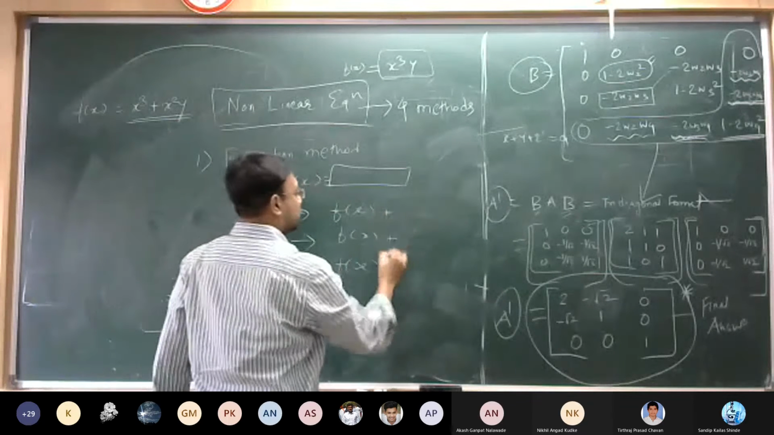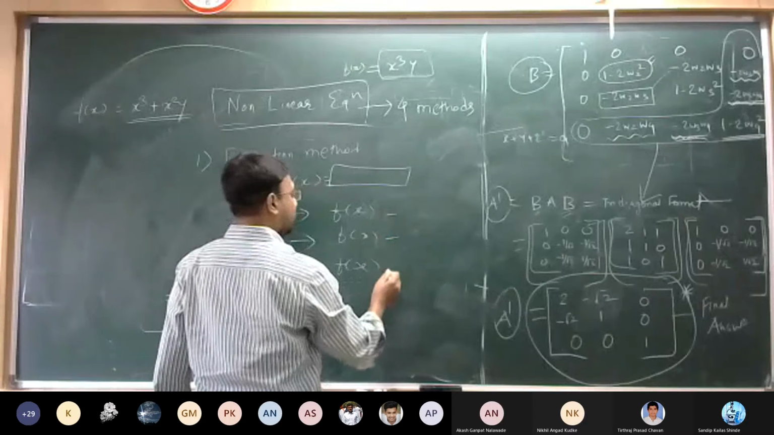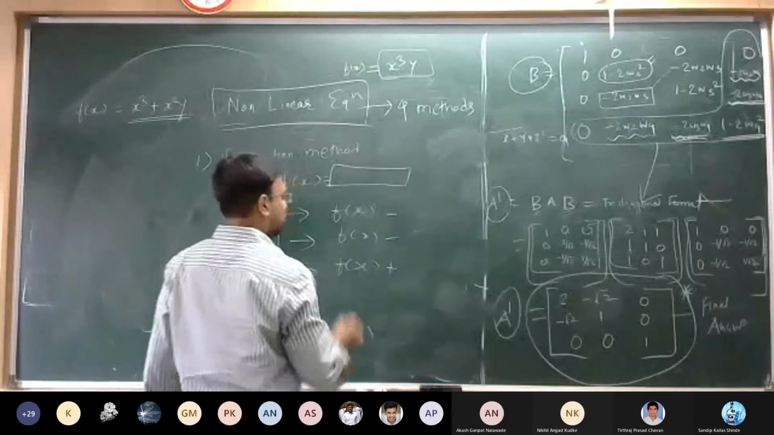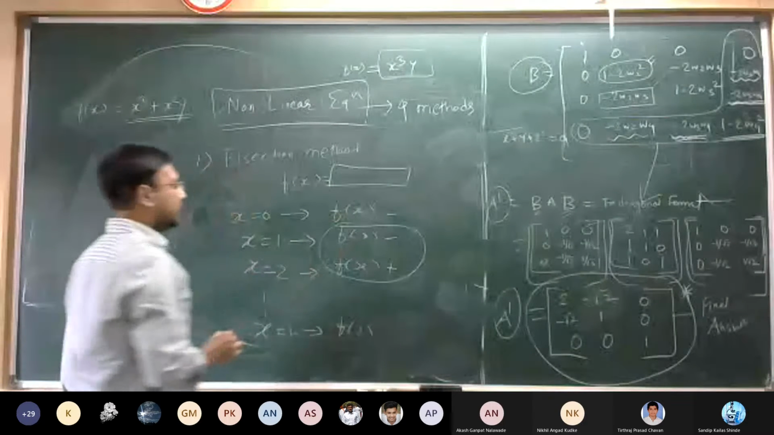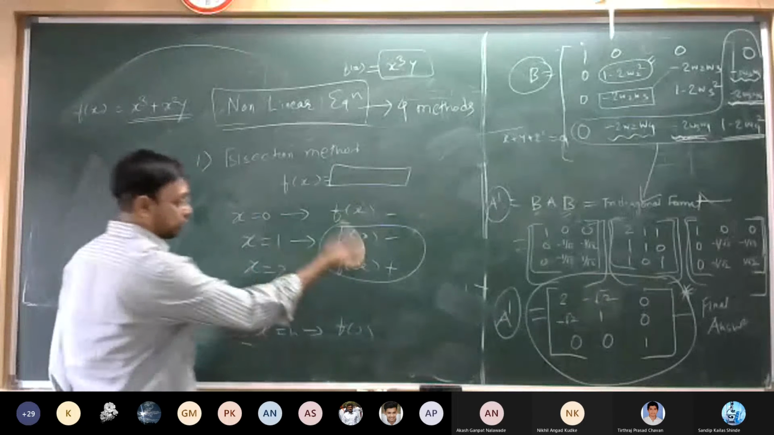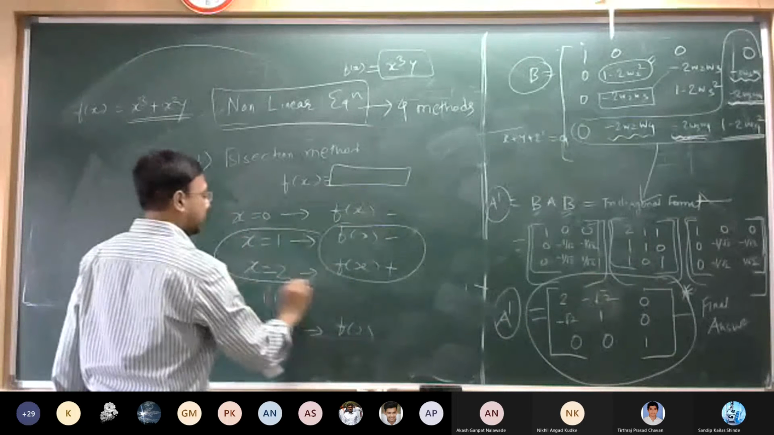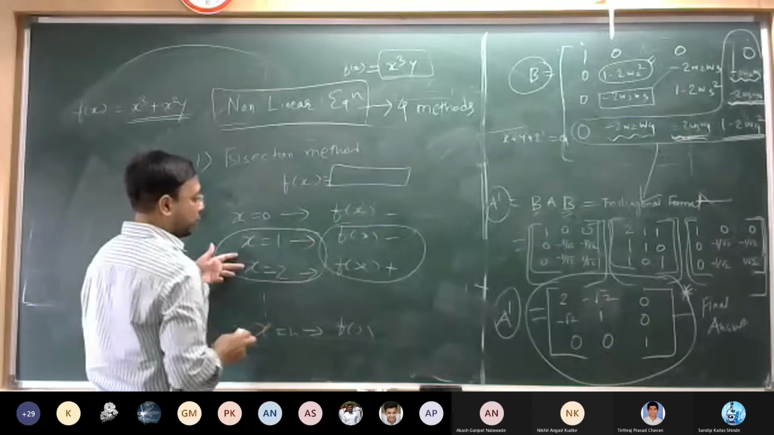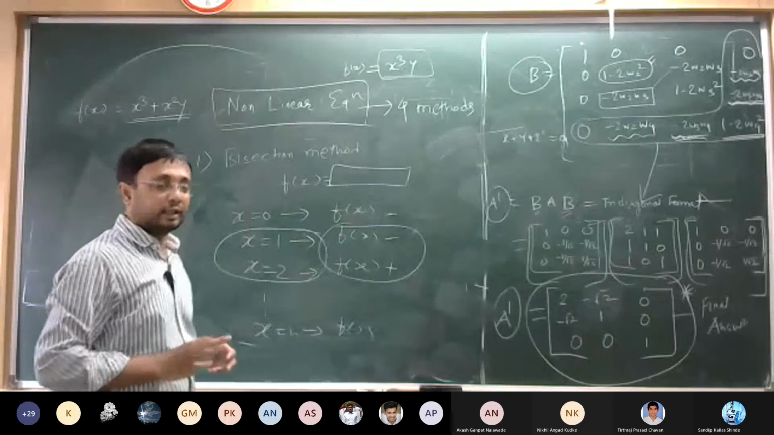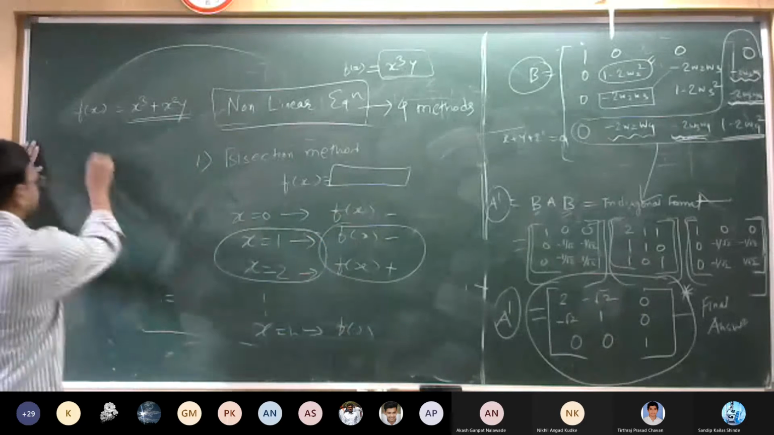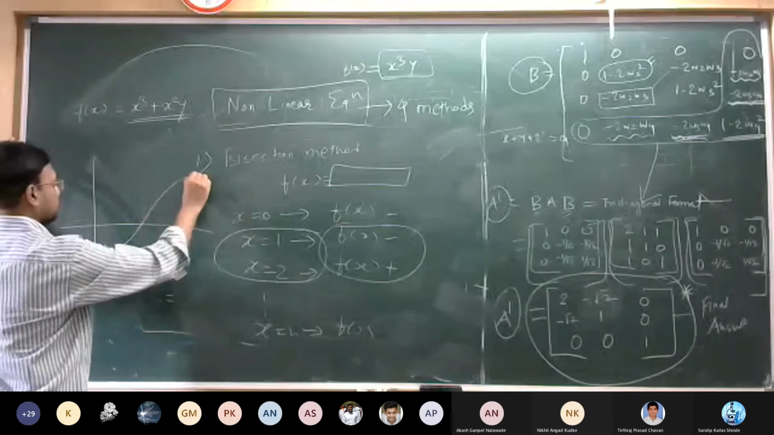Suppose the values are positive, positive, or negative, negative, and somewhere it becomes positive. So we have to check and take this positive and negative. Whenever the sign changes, we have to take these two values, where the sign has changed. Sign has changed means, graphically, suppose this is a solution.